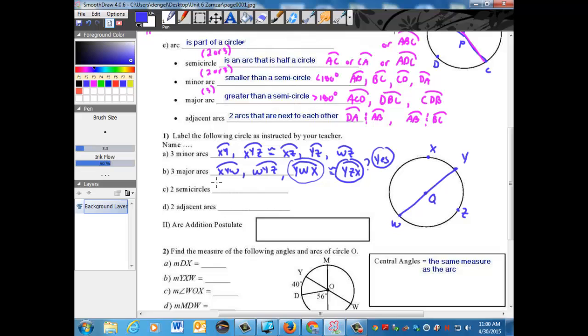Semicircles, we have YW, or we could call it WY. I could also use 3 letters. I could say WZY is a semicircle. I could say YXW is a semicircle. 2 adjacent arcs, XY and YZ. And let's go with ZW and WX.